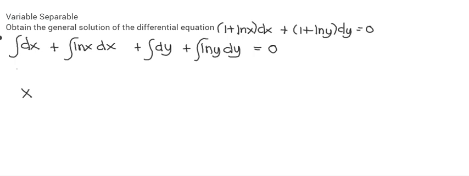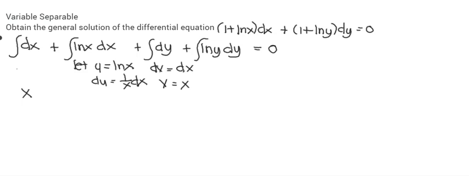Then to integrate ln of x dx, we don't have a direct formula to integrate ln of x, but we can apply integration by parts. We let u equal ln of x, then the derivative of ln of x is 1 over x dx. For our dv, we have dx only. Then dv is dx, so v is the integral of dx, which is x.